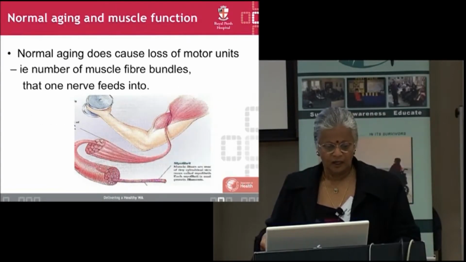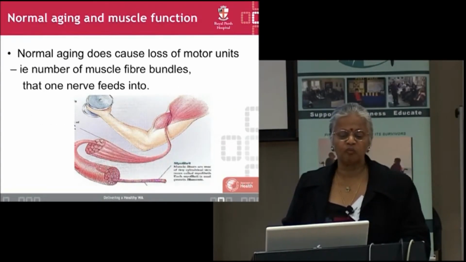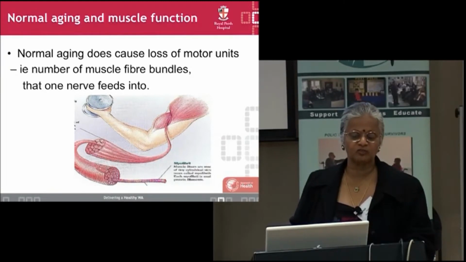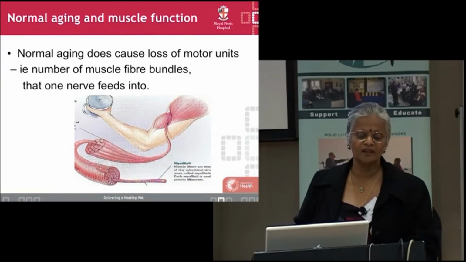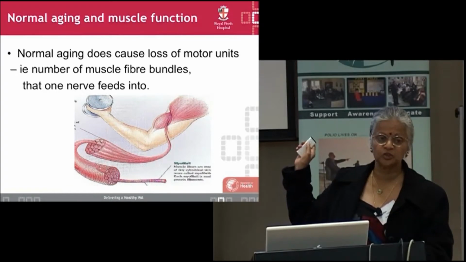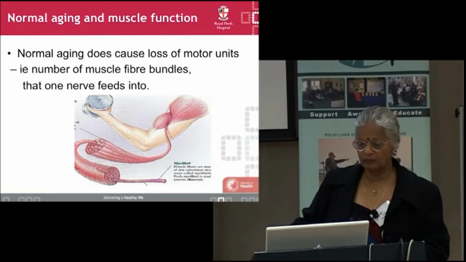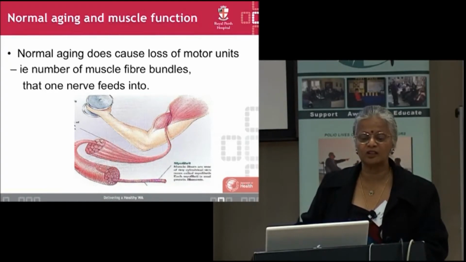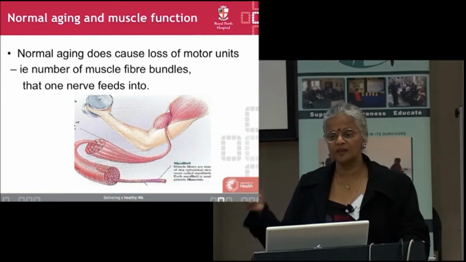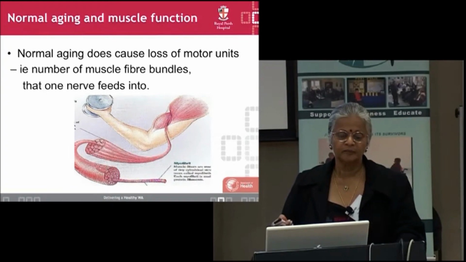You're not. Normal aging does cause loss of motor units, that is the number of muscle fiber bundles that one nerve fiber feeds. So the bundles that you see will get smaller just because you're aging. Now remember, polio has already taken a few bundles away. So now with aging, you're having less and less.